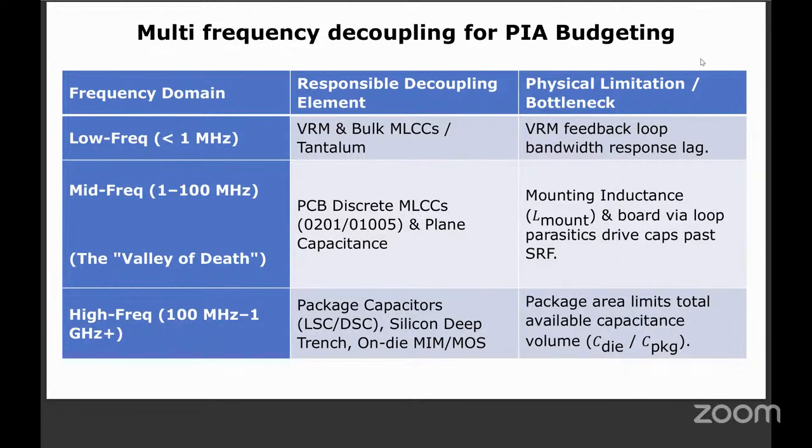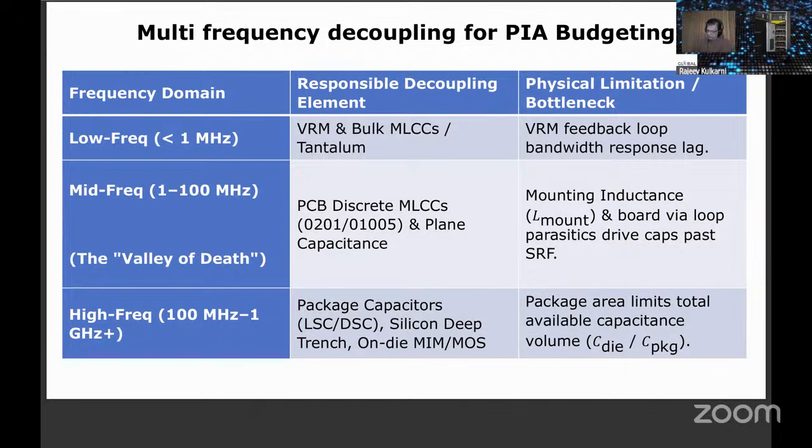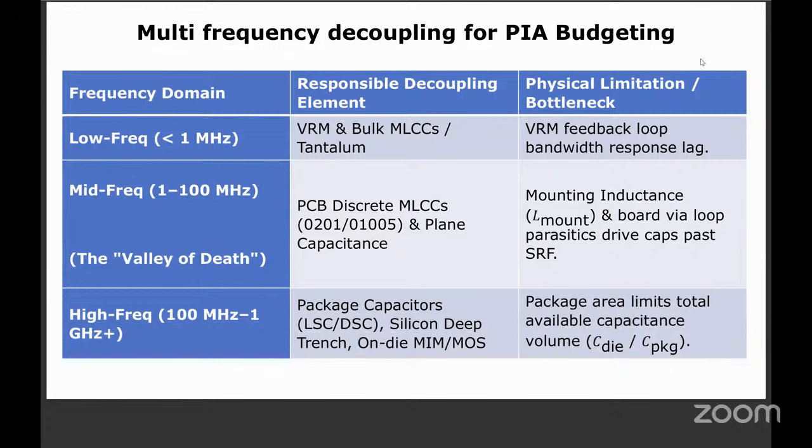01005 means 16 of them we can place in place of a 0402 capacitor size. These are the sort of densification we are talking about. Mounting inductance, L, plays a very important role, and board via loop parasitics drive the capacitor past the frequency response.